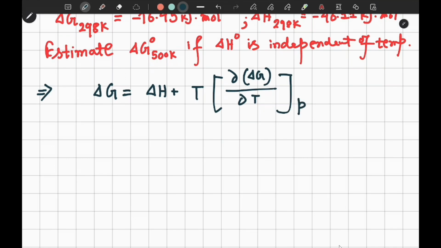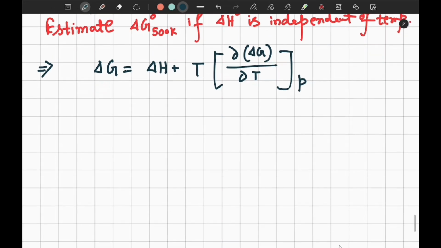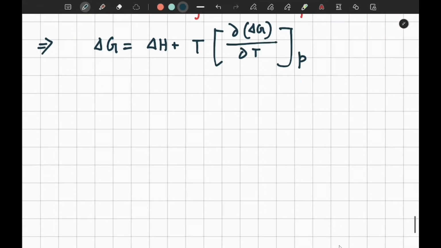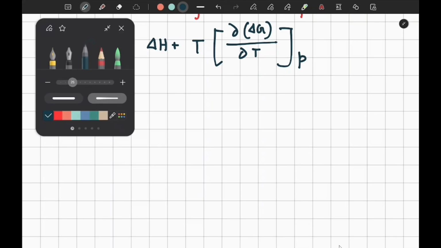There are two Gibbs-Helmholtz equations. This is one of the Gibbs-Helmholtz equations. So, should I discuss this Gibbs-Helmholtz equation in detail? Okay, let me discuss it. Otherwise, it will be difficult to understand. This equation is required for solving this type of question. But how can we derive this equation? So let me do it.